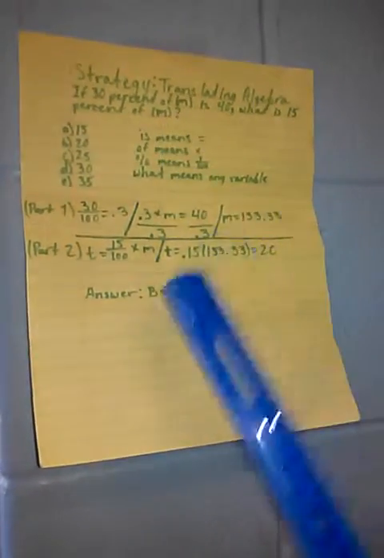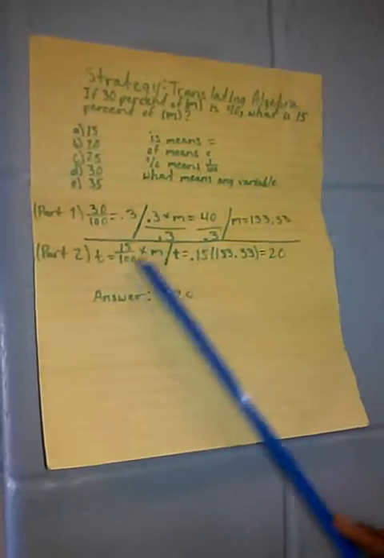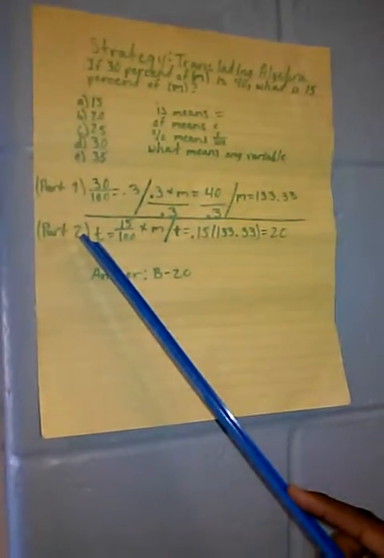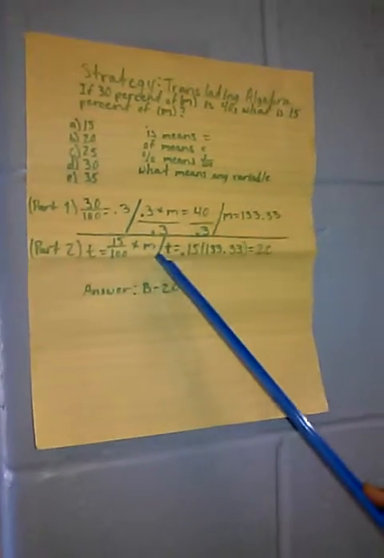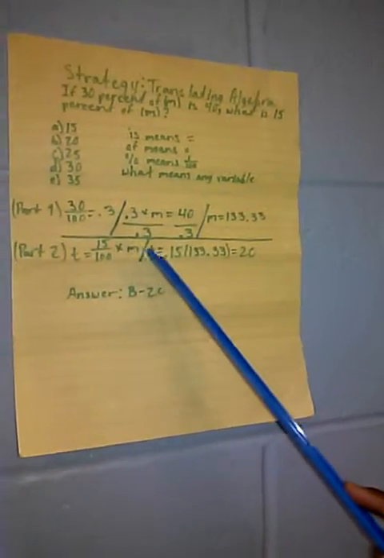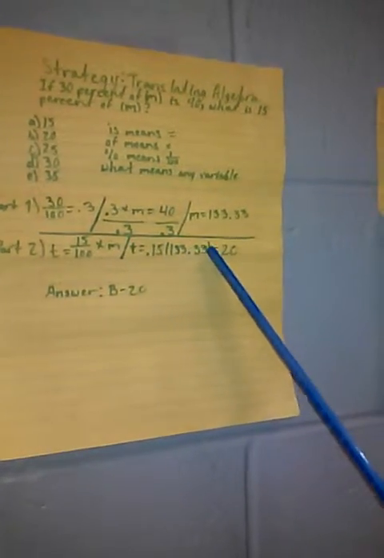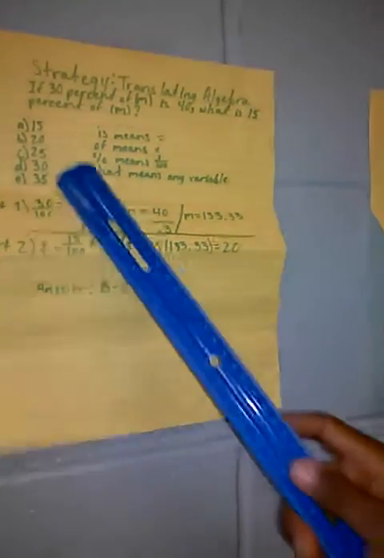So then when doing the second part of the question, it asks what is 15% of M? So then you have what first, and remember, what is any variable. So the variable I use is T. So I did T is 15 over 100, which is equal to 0.15 times M, which is still 133.3, and the answer is 20, which is B.